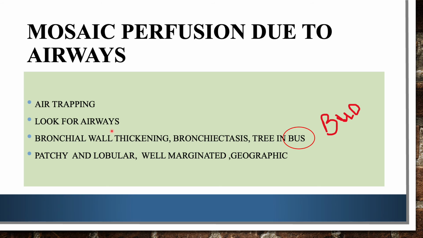If you have air trapping and your airways show signs of airway involvement in the form of bronchial wall thickening, bronchiectasis, tree in bud, patchy and lobular, well marginated and geographic in location, then it is mosaic perfusion due to airways.